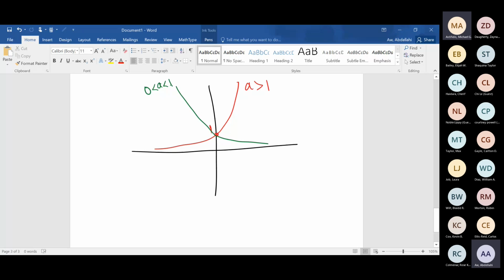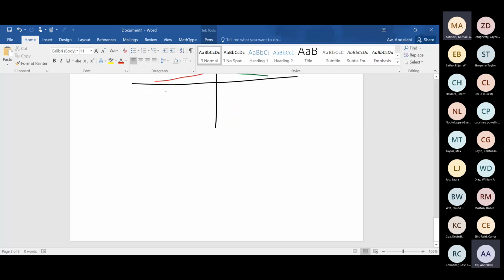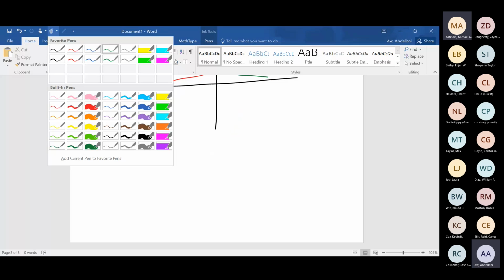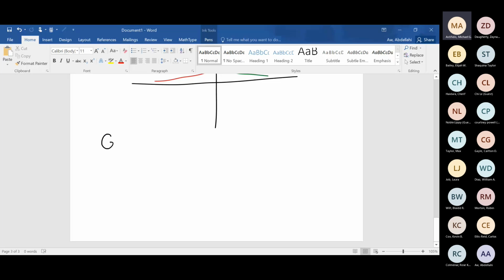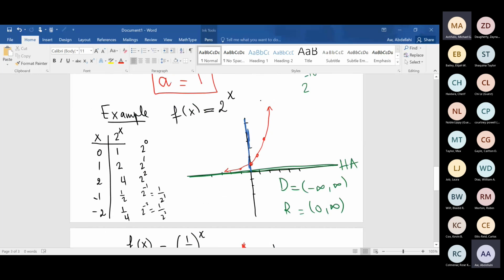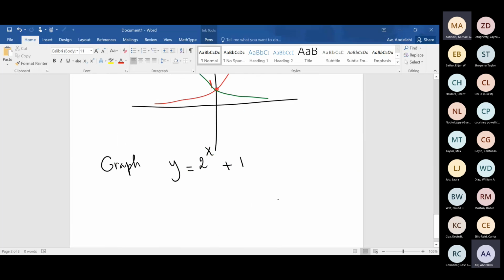That is the exponential function, right? So now, if I ask you to graph y equals 2^x plus 1, what are you going to do to this graph right here? This is a graph of 2^x. If I want you to graph y equals 2^x plus 1, how are you going to transform it?